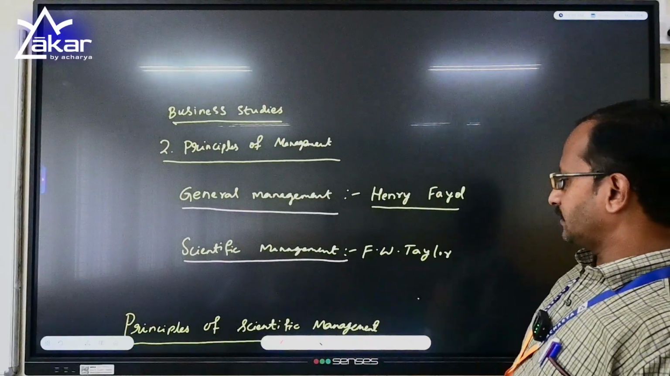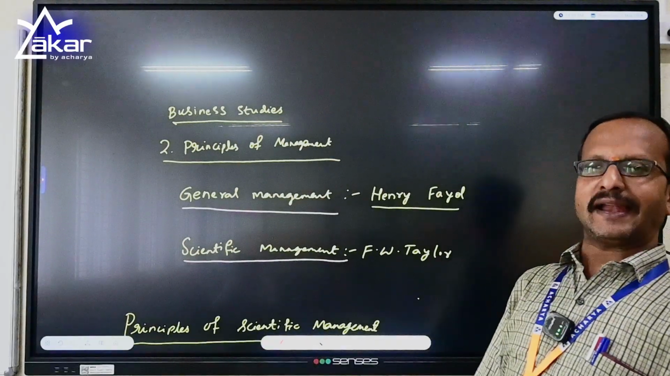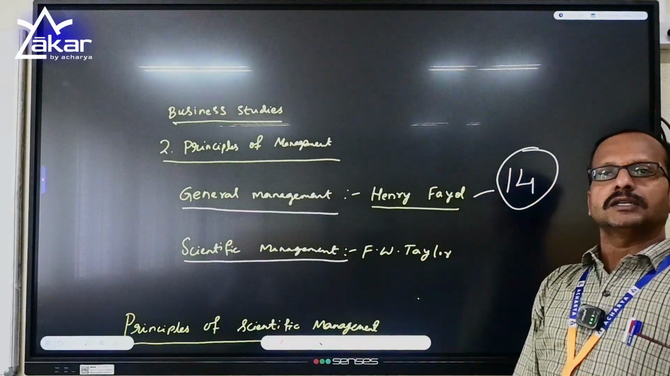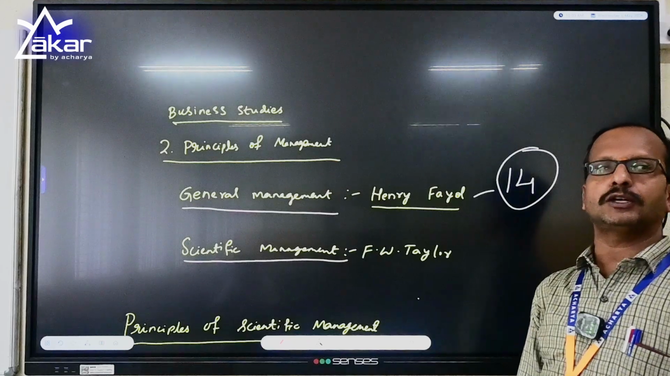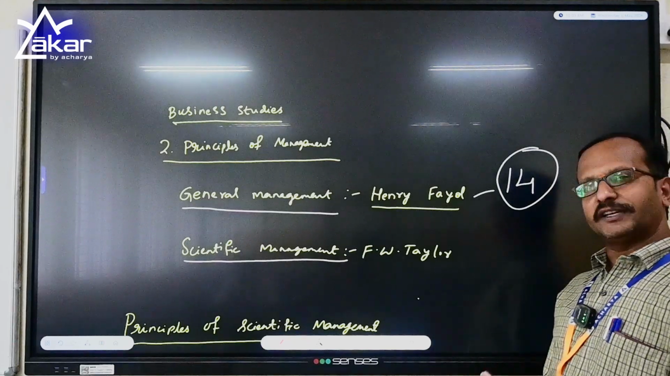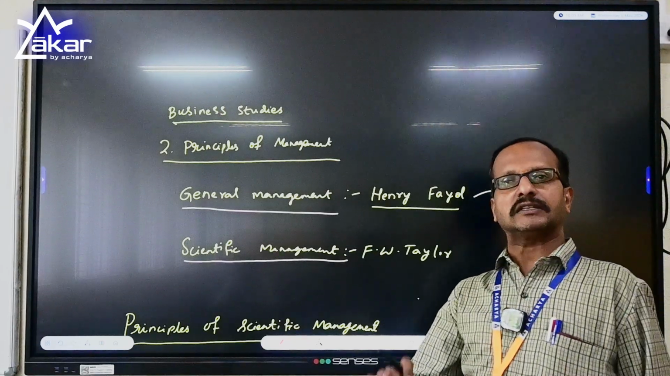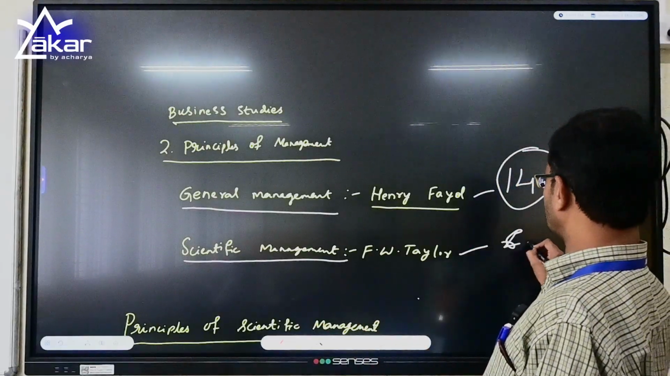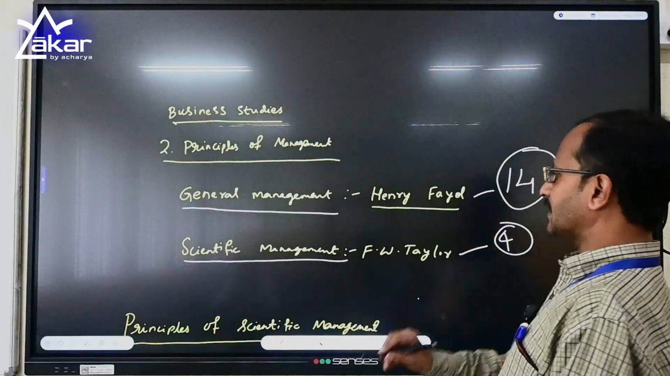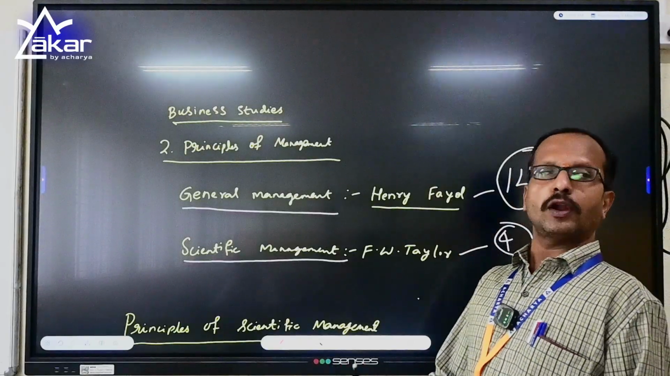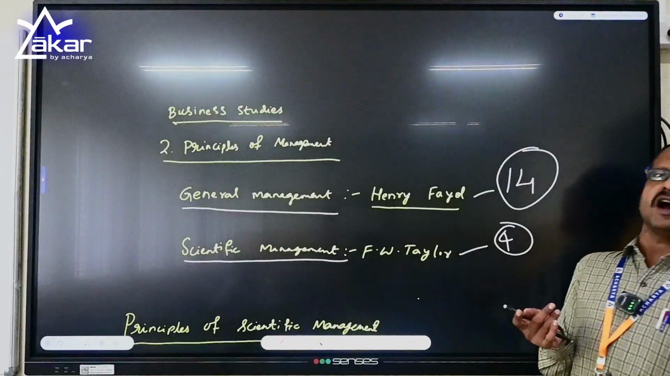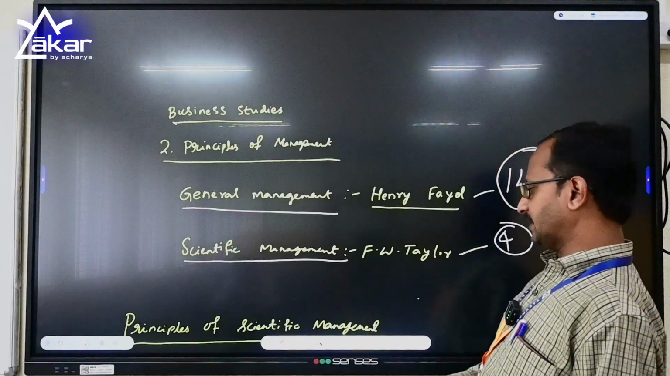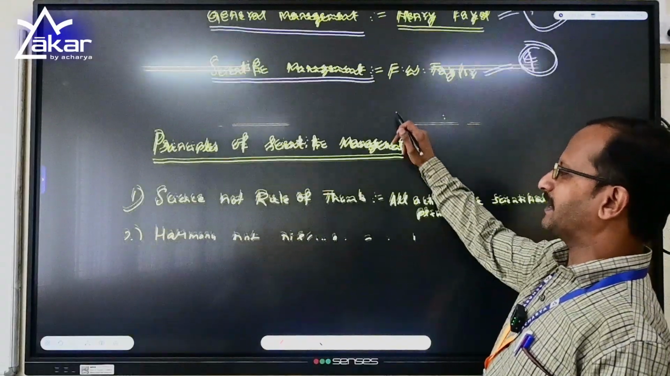Henri Fayol, who is regarded as the father of management, has given 14 principles to be followed by the management to make it effective. So there are 14 principles given by the general management person Henri Fayol, and on the other hand we have Frederick Taylor, who has given only 4 principles to be followed by the management to make it effective in achieving the organizational goals. Okay, so let us go with firstly scientific management and its principles.